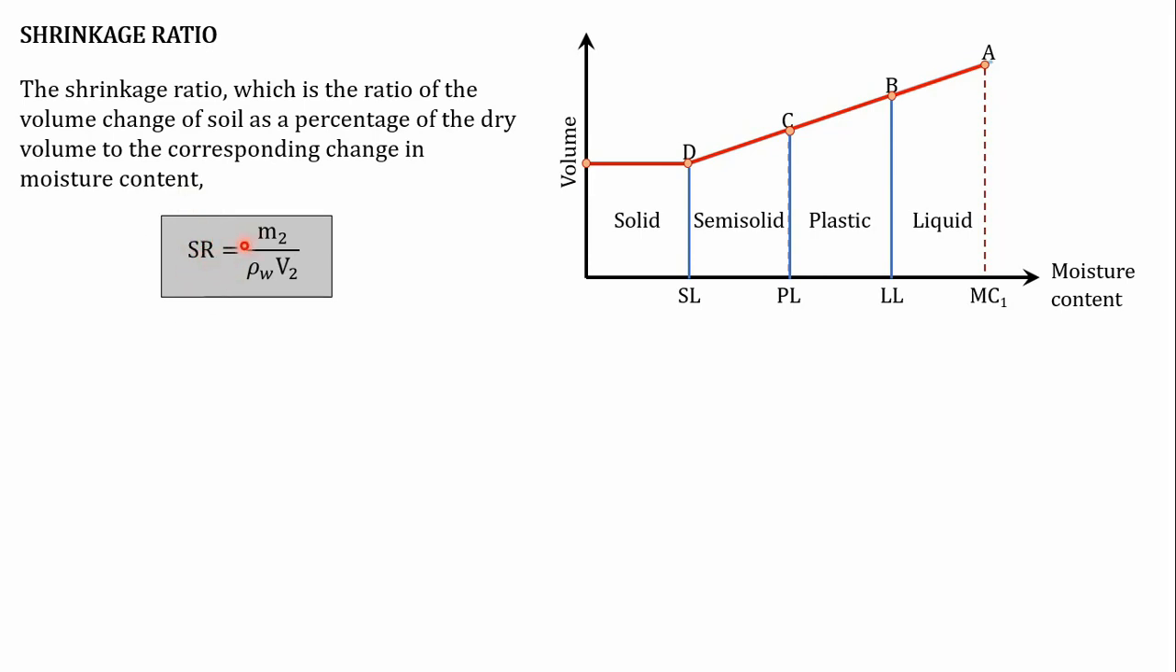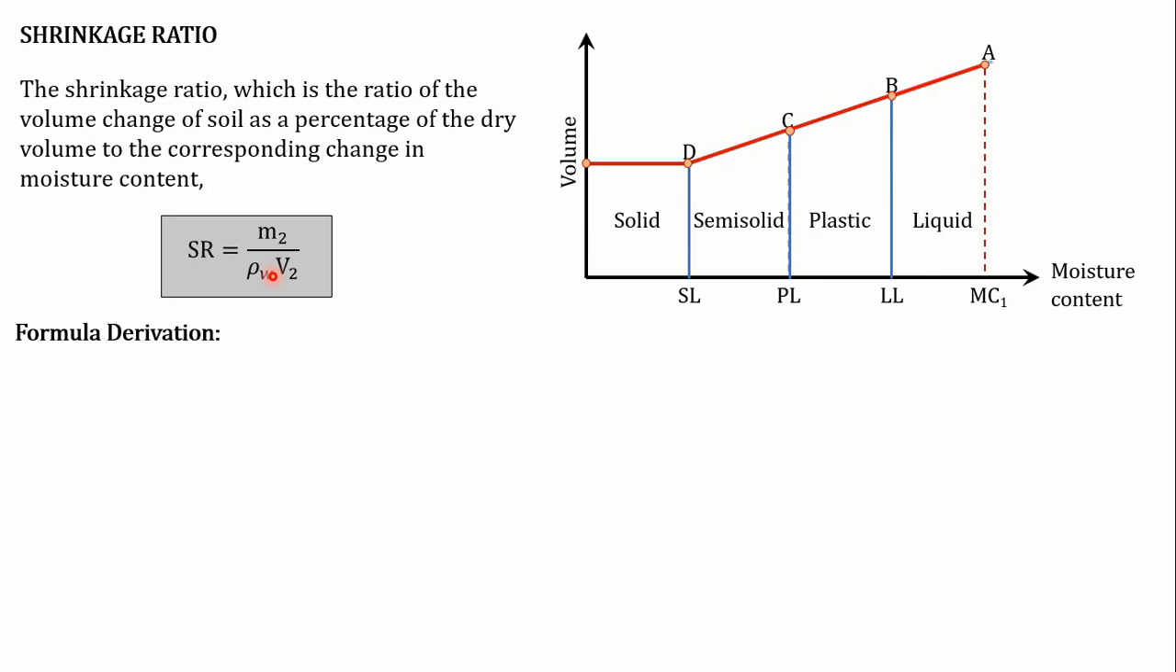And SR is equal to M2 divided by the density of water times V2. M2 represents the mass of oven-dried soil, and V2 represents the volume of oven-dried soil. So how do we derive this formula? How do we derive that formula, class?